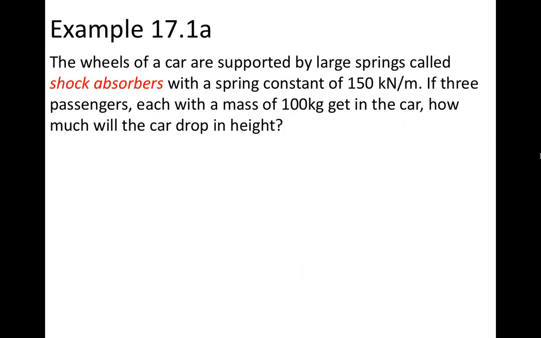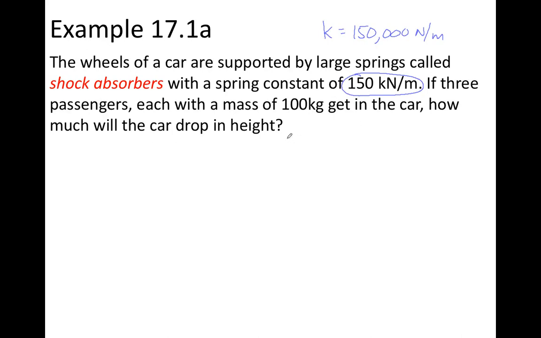Now for a few examples. In this example, the wheels of a car are supported by large springs that are called shock absorbers that have a spring constant of 150 kilonewtons per meter. So that's going to be the value of the spring constant that we call k. And we want to express this in standard units. So kilo means 1,000. So we're going to multiply this 150 by 1,000 to put this in standard units of newtons per meter.